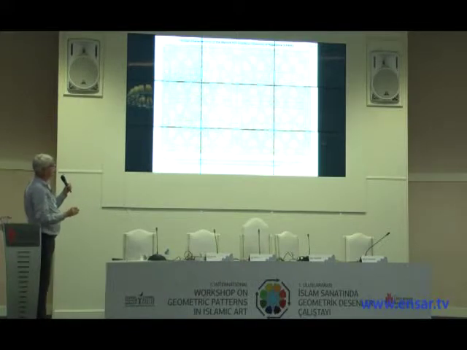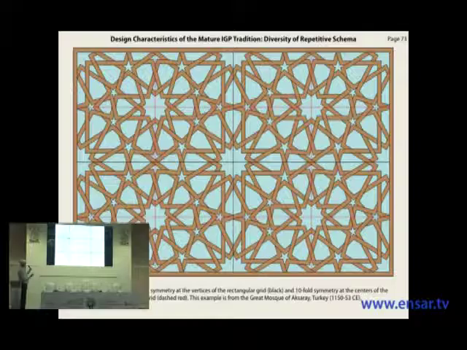So here's a pattern that is, again, Seljuk Turkish. It's one of my favorite patterns. It's 12-pointed stars on a rectangular repeat and 10-pointed stars at the center. And of course, just like the square grid is self-dual, the rectangular grids are self-dual as well.